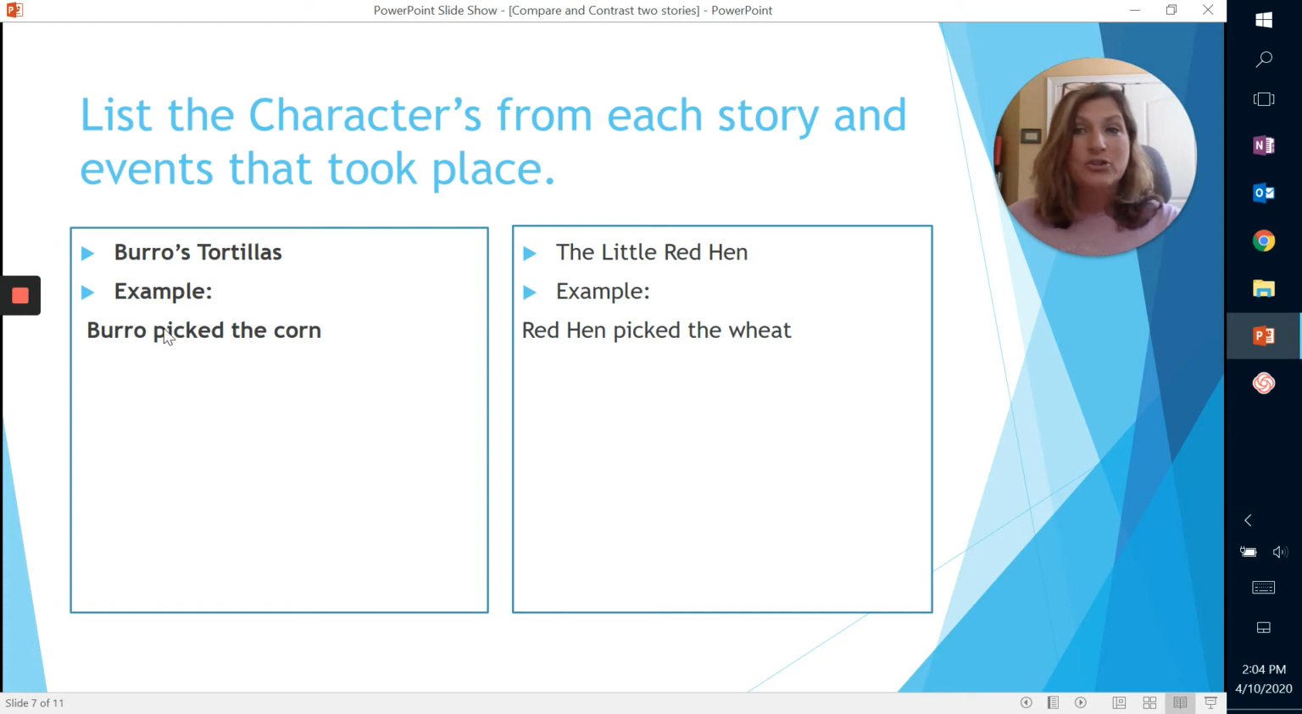All right, I'm going to do the first one for you. Burro, which was the character in that story, just like you listened to, he picked the corn. The Little Red Hen picked the wheat. Now I want you to just take a few minutes and list some other characters that you saw in each story and what took place. It doesn't have to be in a complete sentence. Just get your piece of paper and write down what you remember about those two stories, the characters and the events that took place.